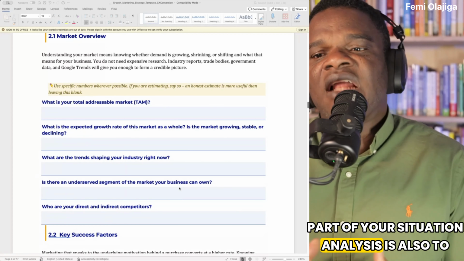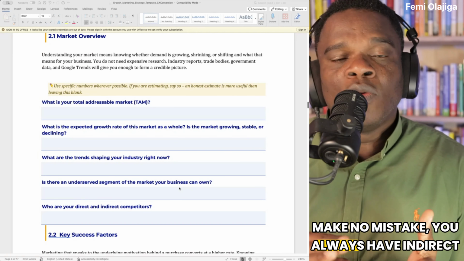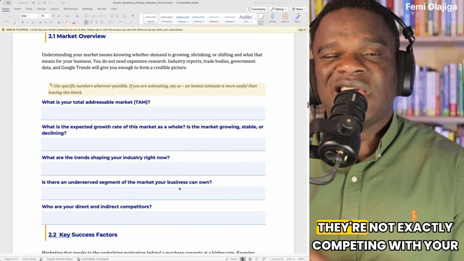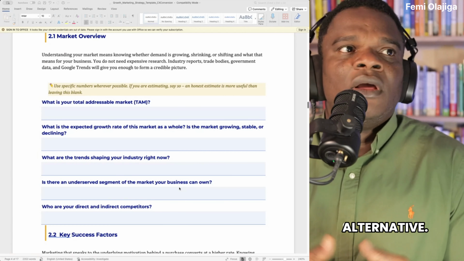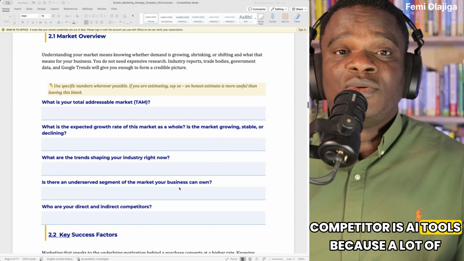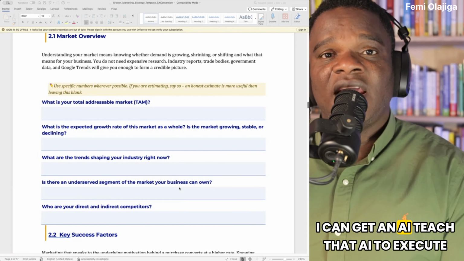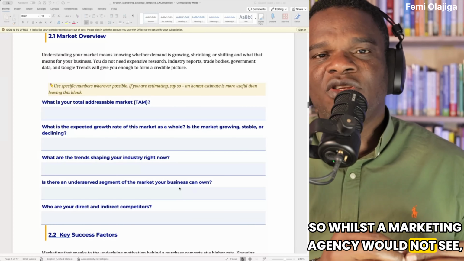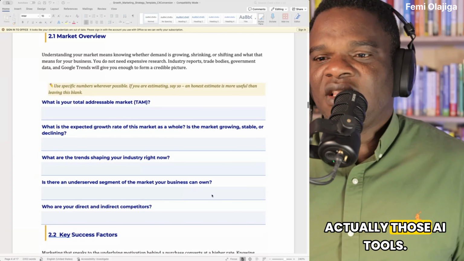Part of your situation analysis is also to identify your direct and your indirect competition. Make no mistake, you always have indirect competition. Those might be the alternative to your product. They're not exactly competing with your product or service directly, but they're an alternative. A good example would be a marketing agency. Their indirect competitor is AI tools, because a lot of businesses know that, oh, I don't need a huge marketing team. I can get an AI, teach that AI to execute marketing for me. So whilst a marketing agency will see other marketing agencies as competitors, their indirect competitor is actually those AI tools.